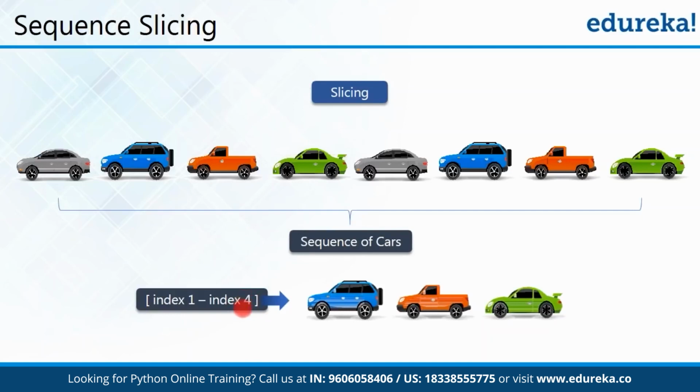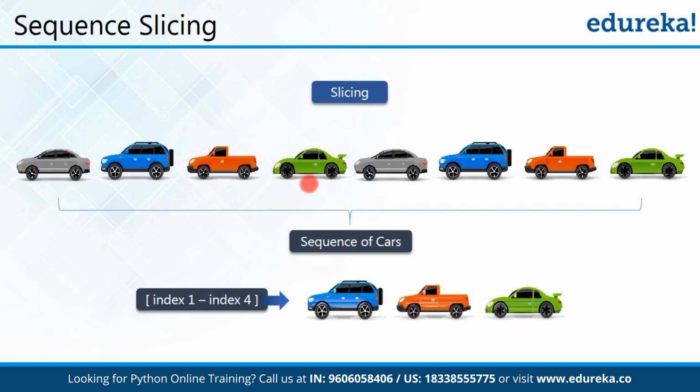It will actually give me all the elements starting from index 1 till index 4, but it won't include index 4. Now what are the elements present in between index 1 to index 4? You have this blue color car, then orange, and then this pretty cool green color car as well. So we have the first element, second element and the third element, but it won't include the 4th element. So this is what slicing is.